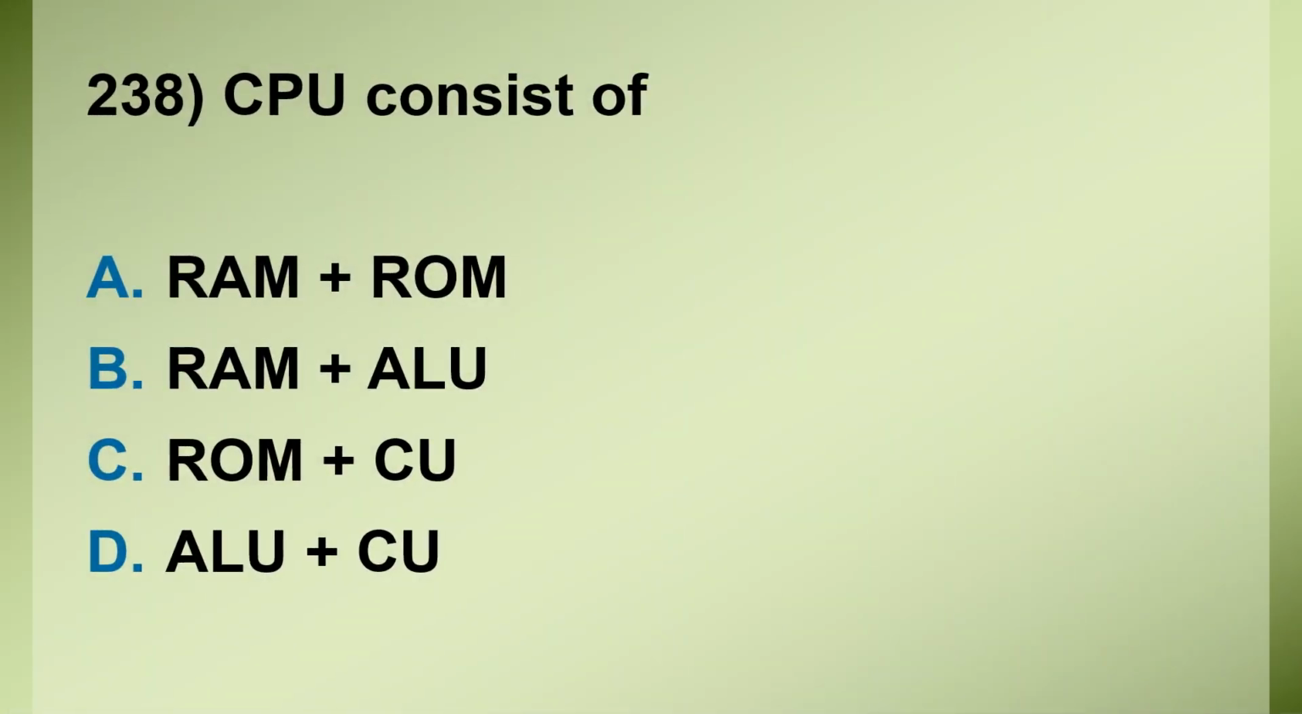CPU consists of arithmetic logic unit and control unit. That is ALU plus CU. Among the options, you have to choose the best out of it. Okay. Actually, memory unit also there, but here the options given only on arithmetic logic unit and control unit. Okay.